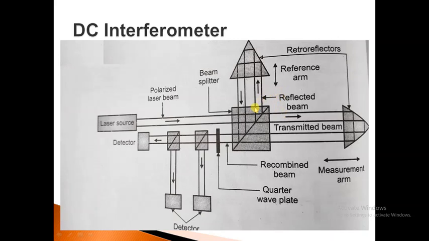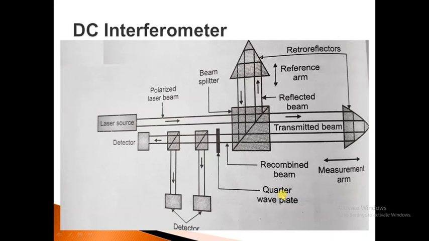So what it does: from this laser source, the polarized beam falls on this beam splitter, then from these retroreflectors on the reference arm and the measurement arm, it is reflected back and falls on this beam splitter again, and then goes through this detector. The length inspection can be performed over here. This is the single frequency DC interferometer.